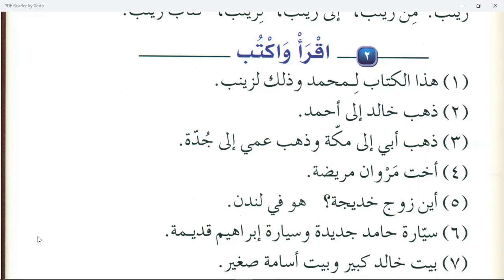Next. Aina zawju Khadijata? Huwa fi London. So, why is Khadija mamnu min al-sarf? I think it is a feminine proper noun. Yes, it is a proper feminine noun. That's why it is mamnu min al-sarf. And why is London mamnu min al-sarf? London is mamnu min al-sarf because of non-Arabic proper nouns. Okay. Next.